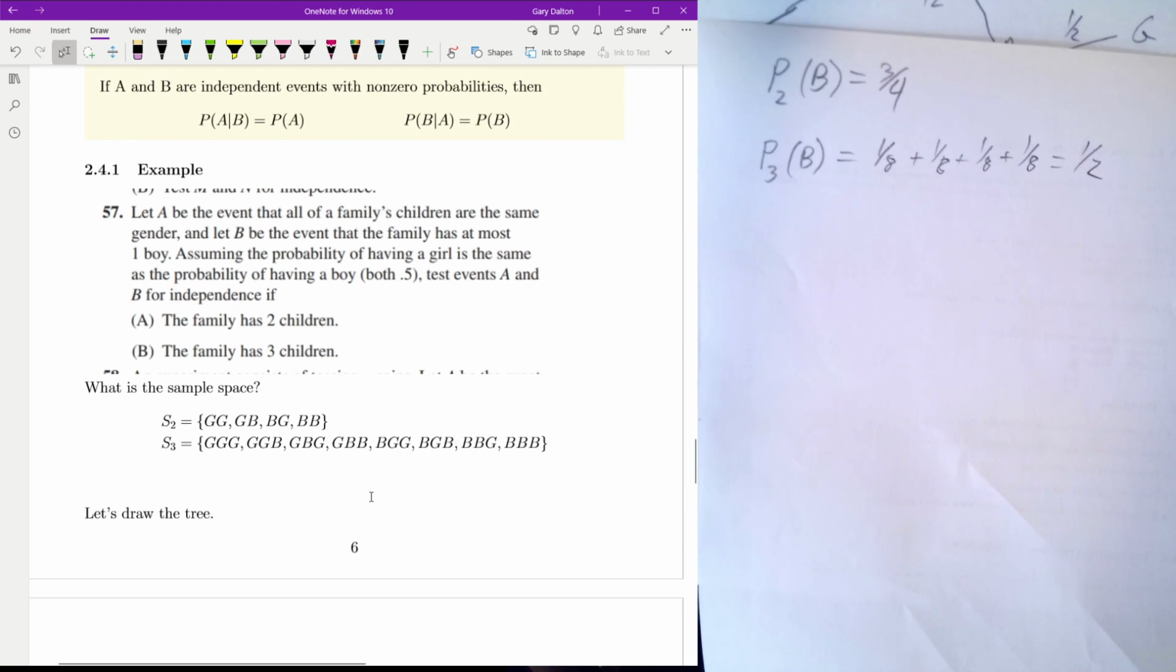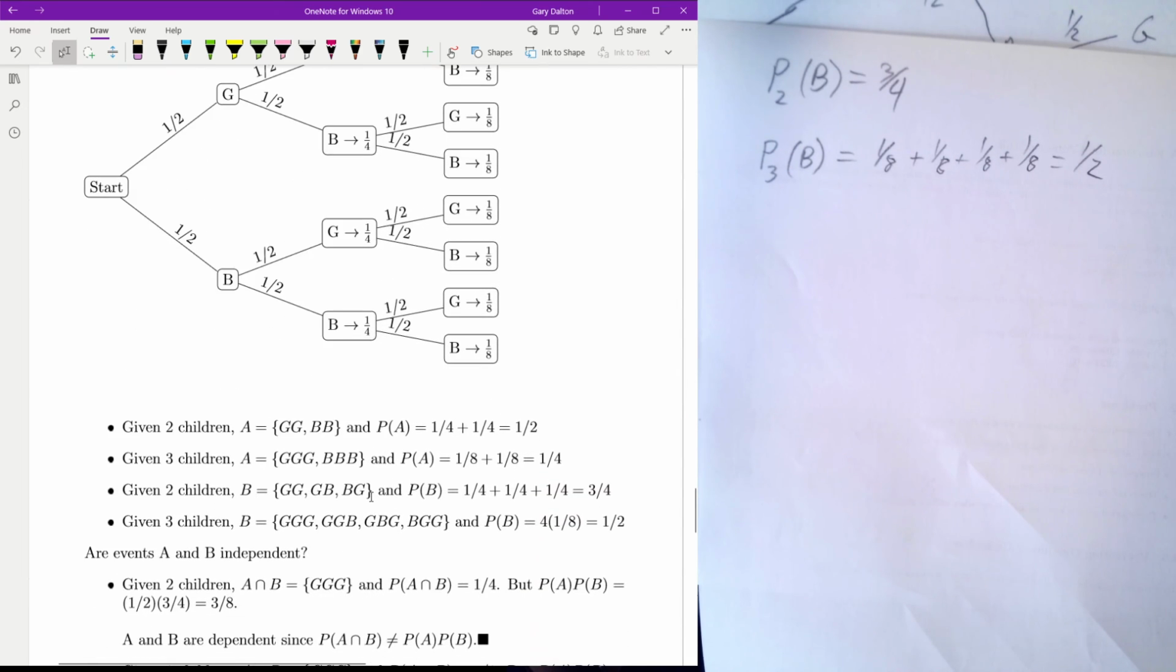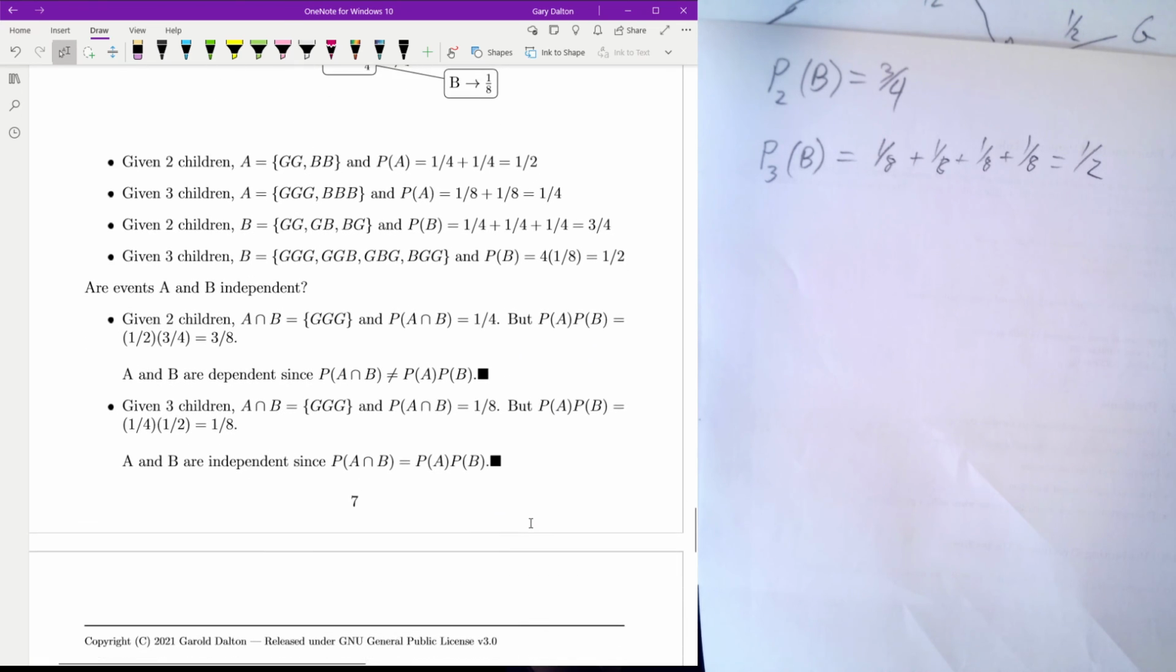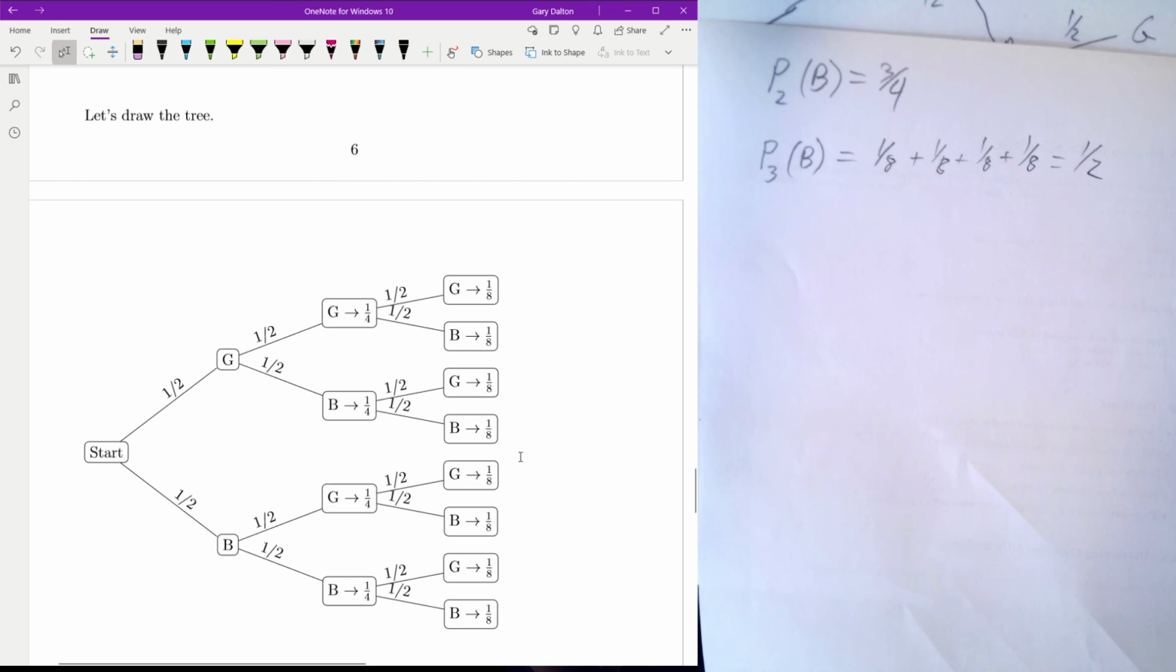I'm not going to do the other part of this because it talks about independence, so we're going to skip that part of it. Thank you very much. That covers conditional probability. And that will be the extent of what is on exam number 2. Thank you.